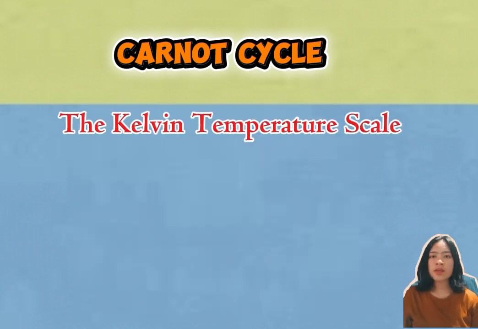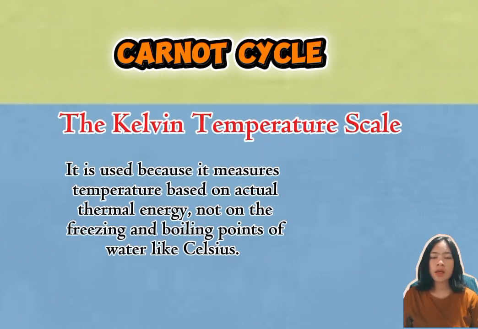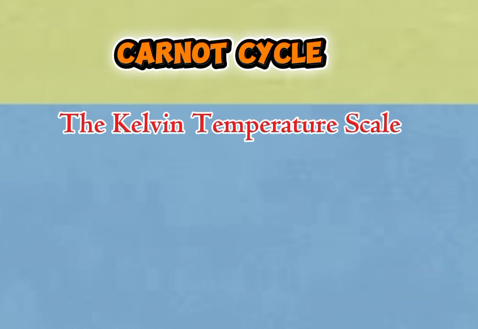And the last one is the Kelvin temperature scale. To properly evaluate the efficiency of a Carnot engine, we use the Kelvin scale, the absolute temperature scale in thermodynamics. The Kelvin scale starts at absolute zero, the lowest possible temperature where particle motion theoretically stops. Unlike Celsius, Kelvin has no negative values.